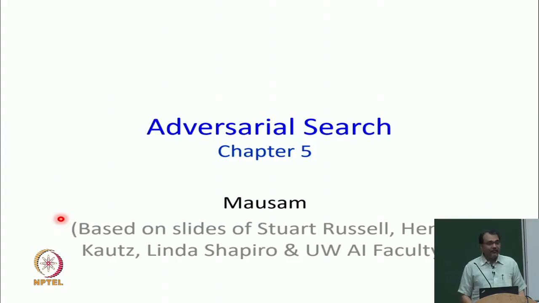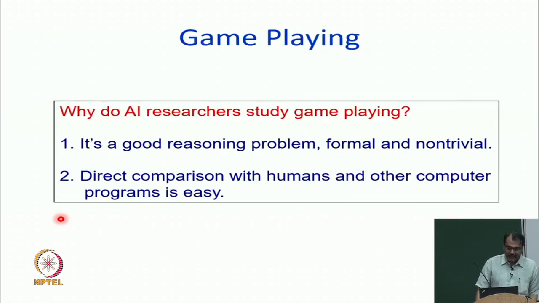And games have been considered one of the foremost demonstrations of artificial intelligence. Why do AI researchers study game playing? I mean, it's sort of like toy problems. These are just fun things, playing chess or playing whatever game, tic-tac-toe, whatever. Why do AI researchers engage with these games?